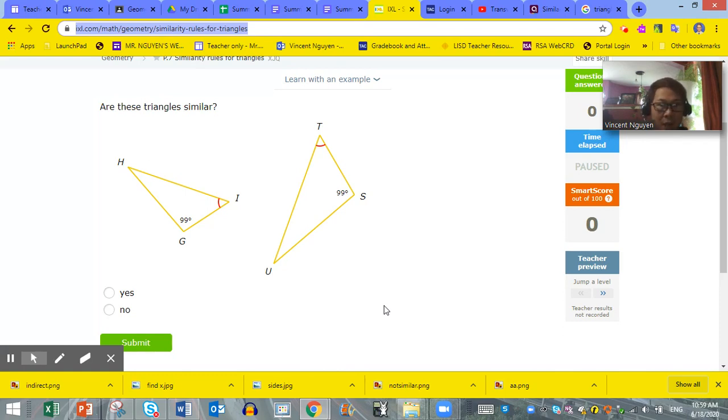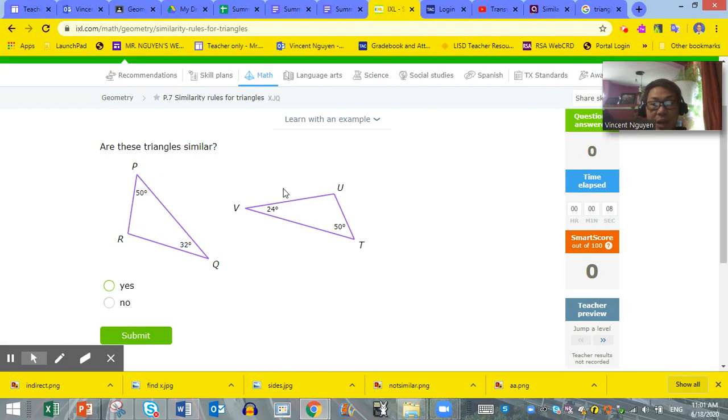And then we have AA. If two corresponding angles of each triangle are equal, then you can say that they are similar. Okay. Now notice similar is not congruent. Similar just simply means that the triangle could be enlarged or shrunk proportionally. All right, guys. Let's try this one.